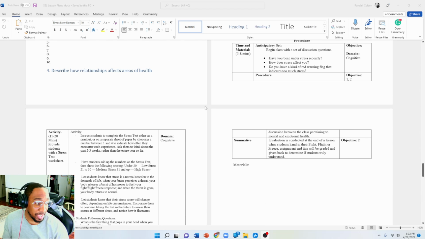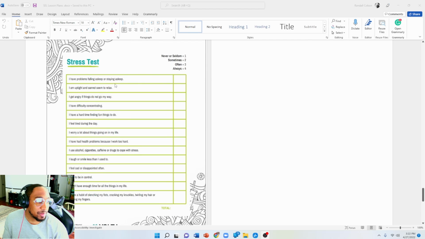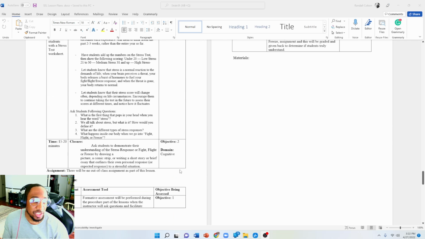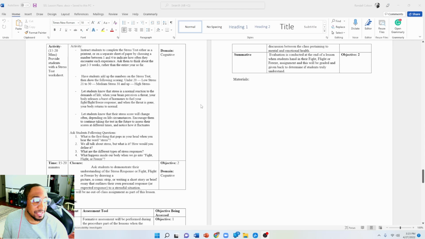Then I'm going to give them a stress test worksheet, which is this right here. Very simple. You're going to fill it out 4 through 1, what you're feeling. And I don't want them to think about what's going on in the next 5 years or stressful moments coming up in the next few months. I just want them to think about the past 2 to 3 weeks and fill out their stress test. And then we'll go over the scores together. Then we'll ask some questions.